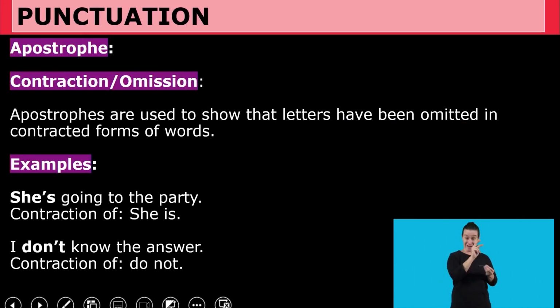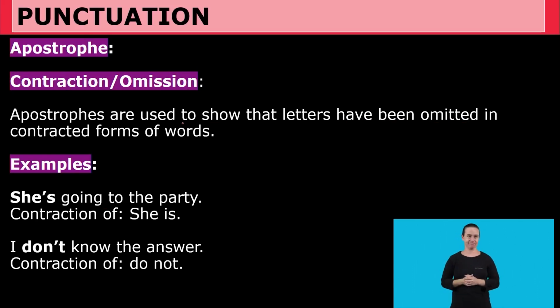Apostrophes of contraction or omission are used to show that letters have been left out in contracted forms of words. So for example, she's is a contraction of she is. She's going to the party, in informal writing or speaking. I don't know the answer. Don't, of course, is a contraction of do not.